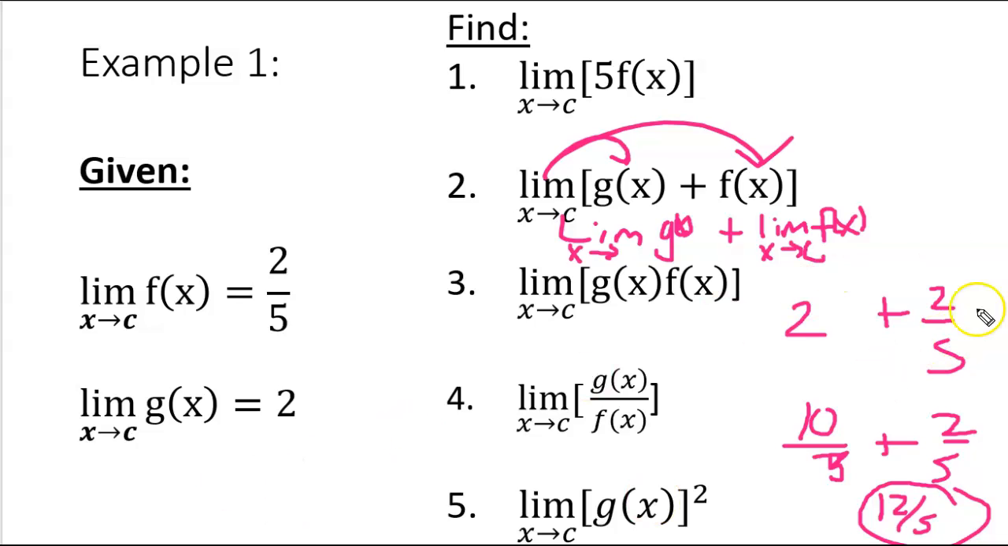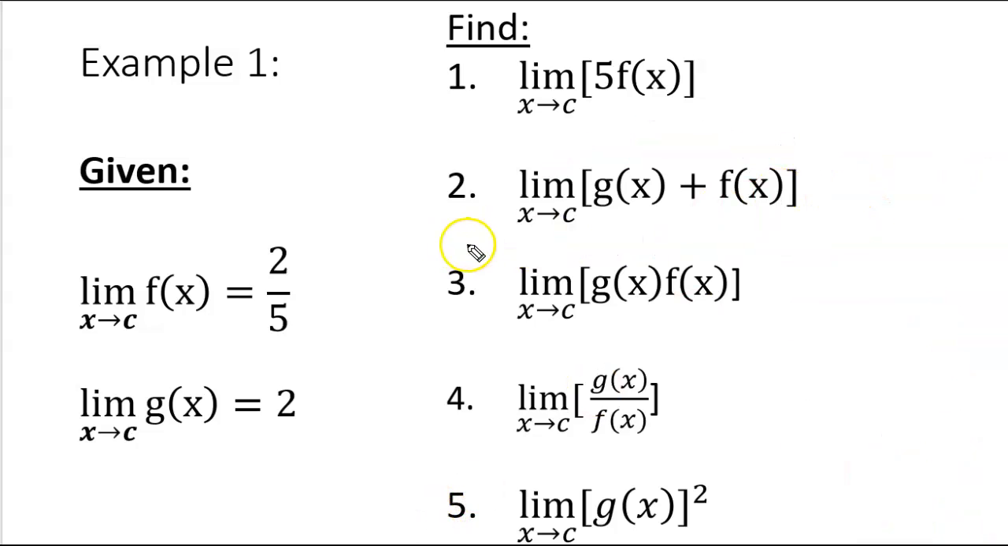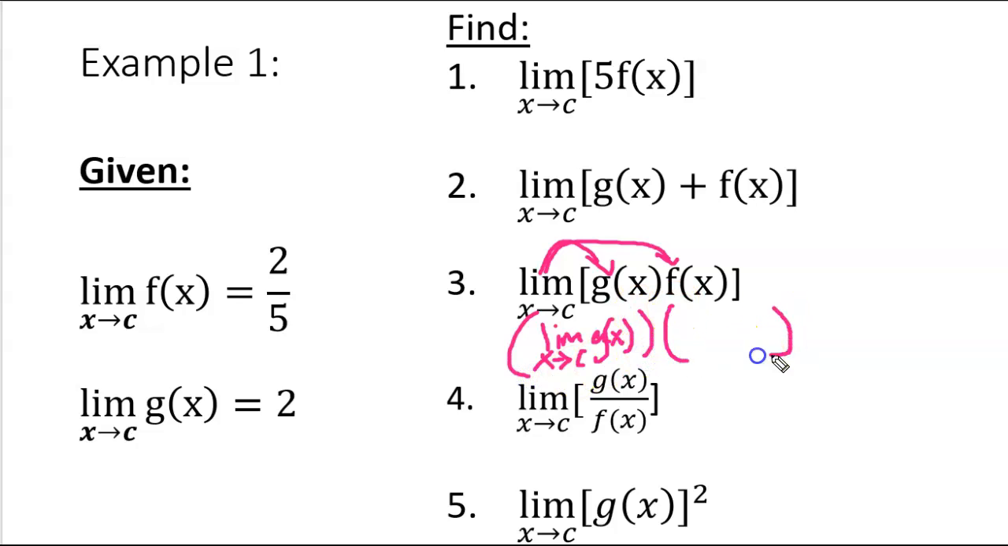All right, let's go ahead and take a look at number 3. Once again, it's a little bit like distribution, only it's a little different too. But in this case, we're just going to take the limit of g of x as x approaches c, and then we're going to take the limit of f as x approaches c. And when we're all done, we're going to multiply those. So the limit of g is 2, and the limit of f is 2/5, and so the final answer would be 4/5.